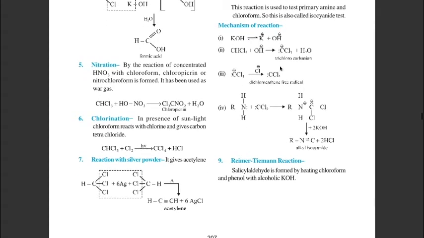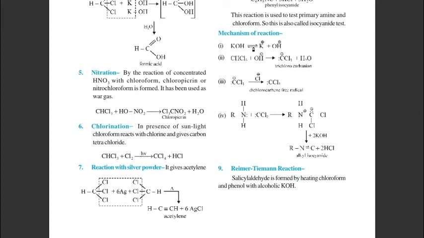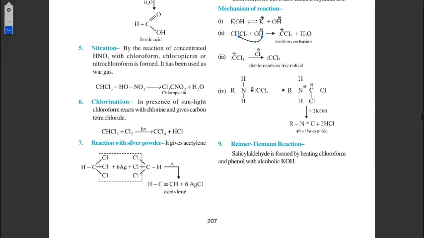Now let us discuss its mechanism. Potassium hydroxide gives potassium and hydroxide ion. Chloroform combines with hydroxide ions, a water molecule gets removed, this H combines with OH, and we get the trichlorocarbanion, CCl3 minus. This CCl3 minus removes a chloride ion and we get dichlorocarbene. This dichlorocarbene reacts with primary amine, and ultimately we get alkyl isocyanide.